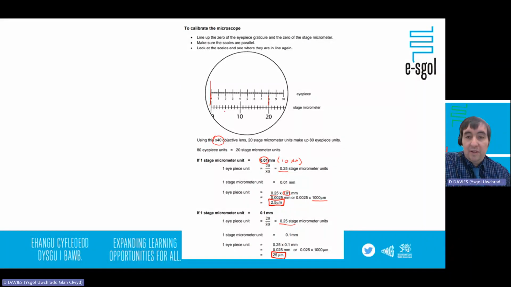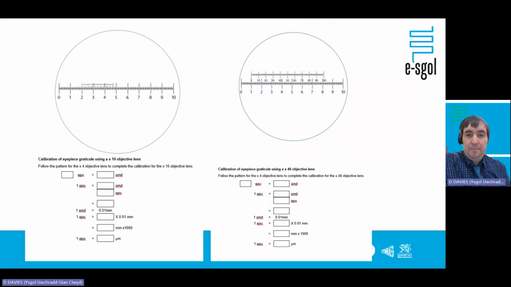So with this stage micrometer, you need to line them up like that. It's the stage micrometer units divided by the eyepiece units, and then multiply by how much each division is worth on your stage micrometer, and that will get you your value. Right, so let's try and work this out. Calibration of an eyepiece graticule at times 10 objective lens. You follow the pattern for the times 40 objective lens to complete the calibration.